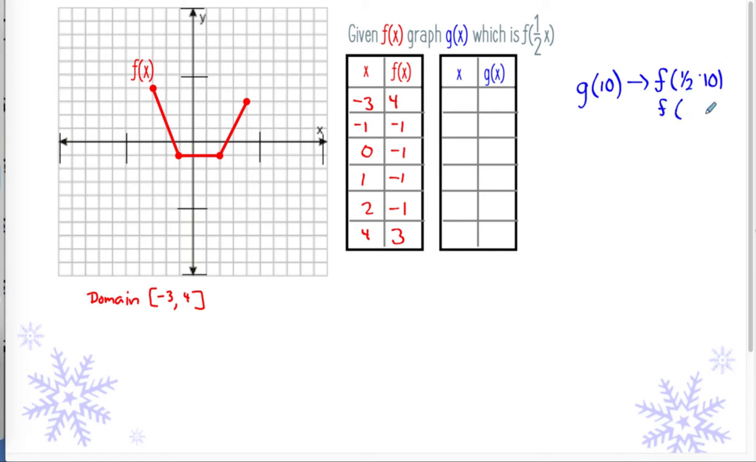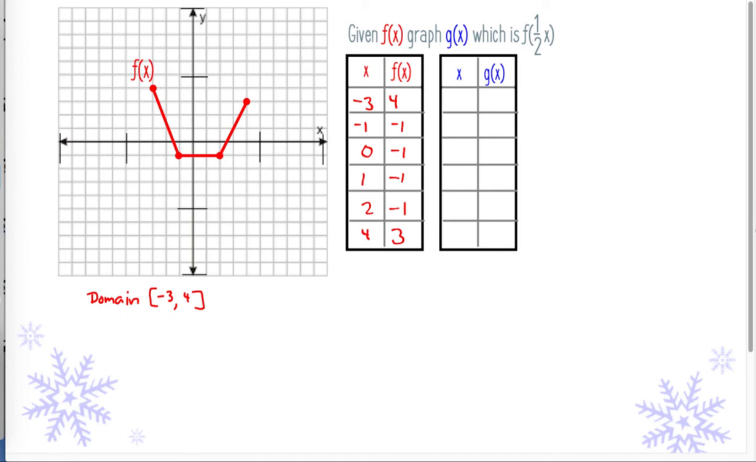All right, so when I go to function f, half of 10 is 5. So the output to g of 10 is the same as the output of f of 5, but there is no 5 in the red, right? If I went to 5 in the red, there's no y value there. So guess what? I can't put a 10 into function g.